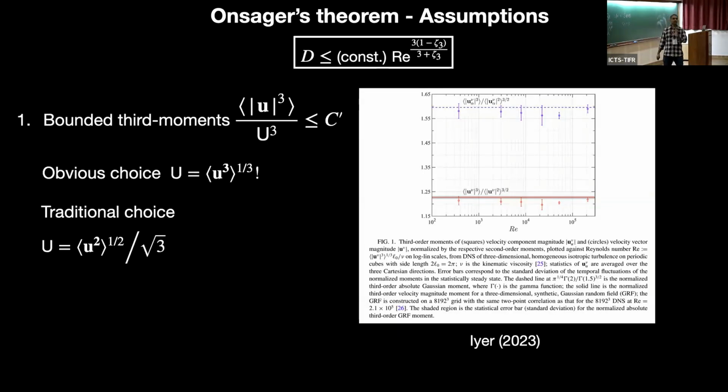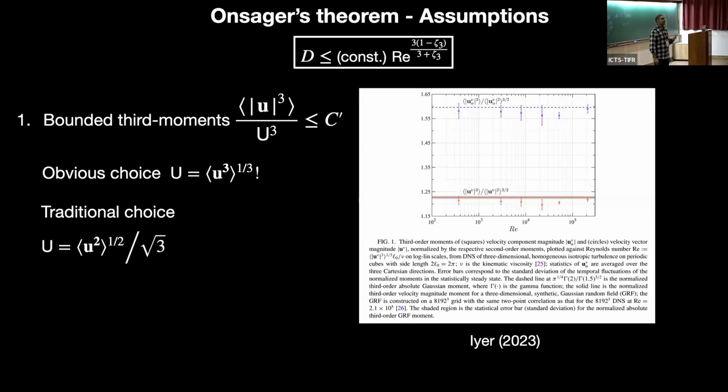So this Onsager's theorem has a few assumptions. All the papers I cited make these assumptions, so I wanted to go through these assumptions and see how the DNS data stand up to scrutiny of these assumptions. The first assumption is that the third moments are bounded. These are the absolute moments. So this U is the characteristic velocity scale, and these third moments have to be bounded. An obvious choice would be to take the characteristic velocity scale as this, the cube root of mod U cube. However, this is not the traditional choice.